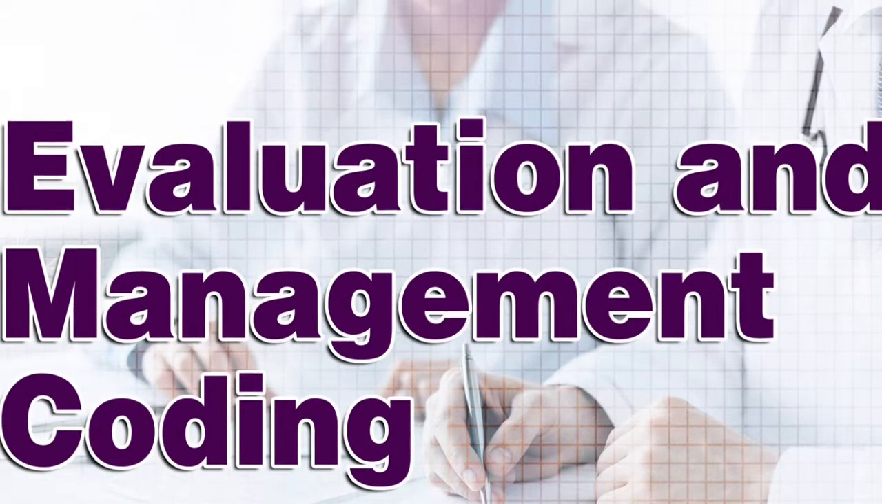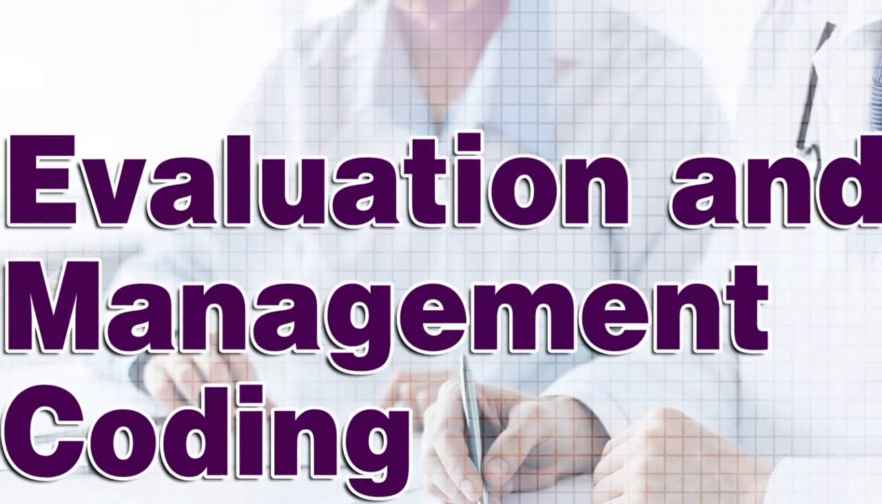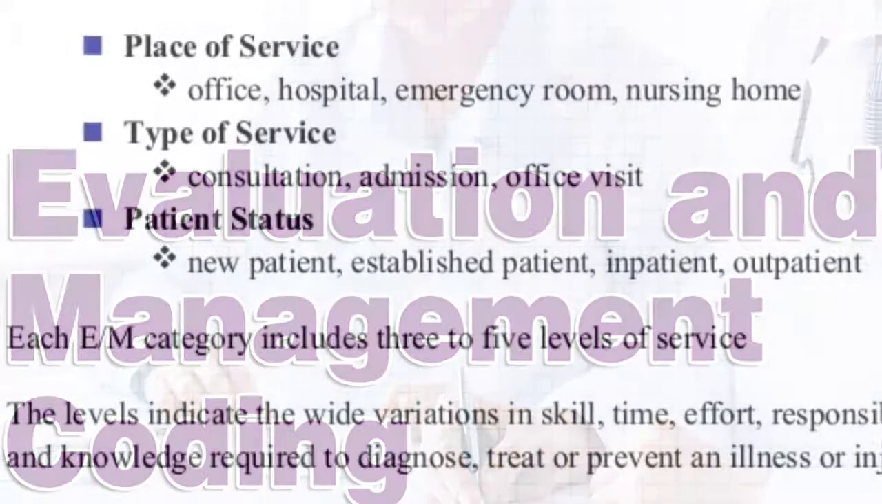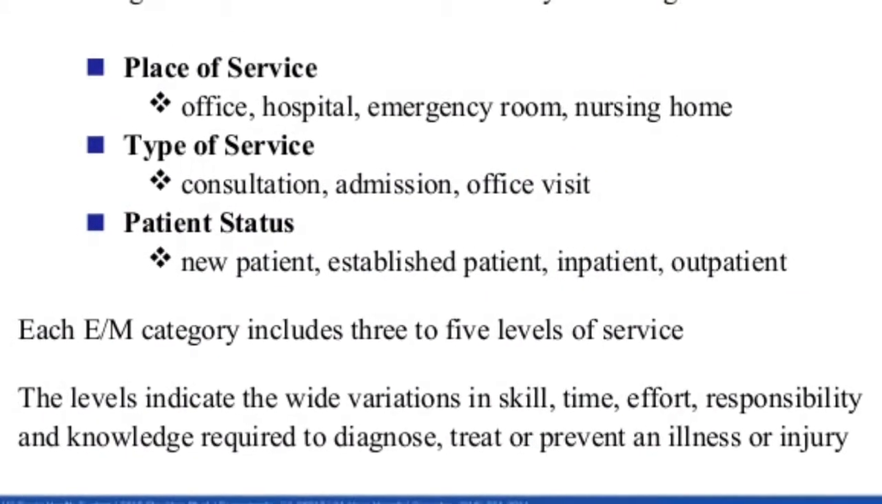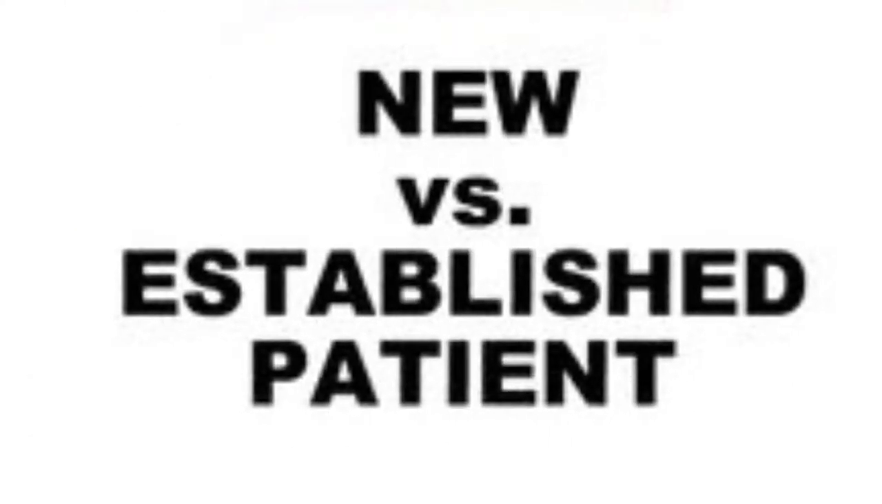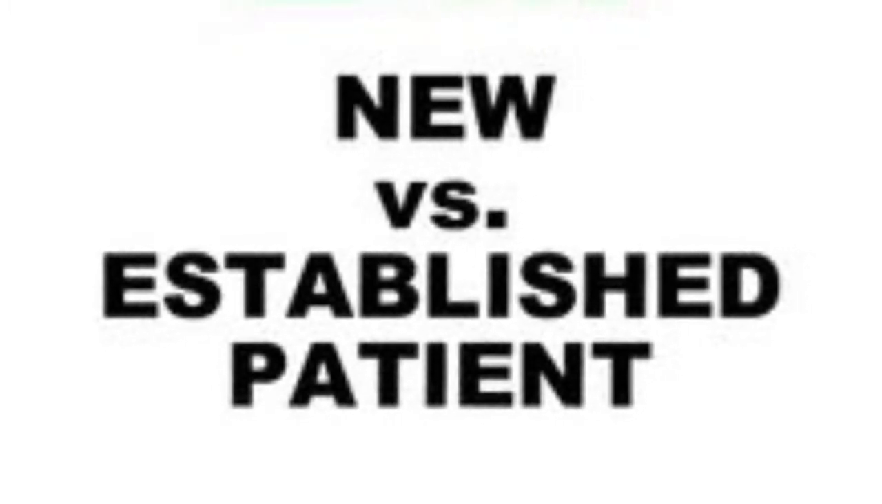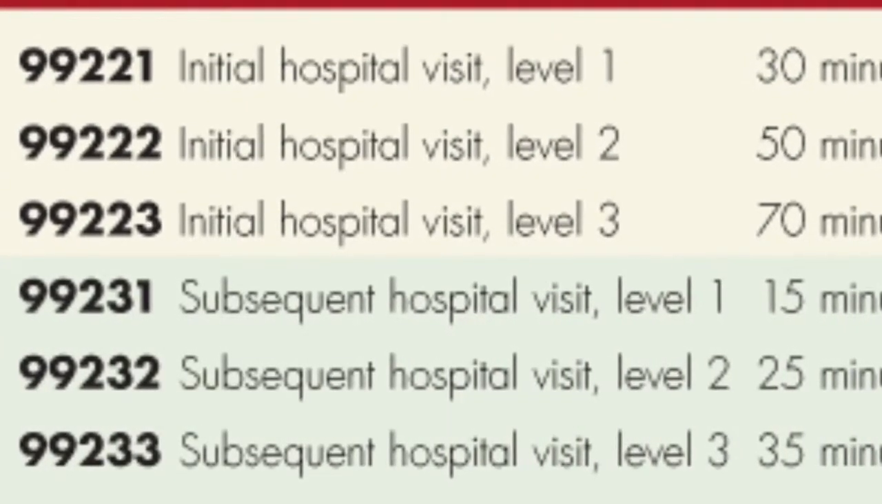A major component of many doctors' visits are E&M, or Evaluation and Management Services. These codes describe the physical examination components of a doctor's visit. There are many factors to consider when assigning an E&M code, like the place of service, type of service, and patient status. For example, in an office visit, it would need to be determined whether you are a new patient or an established patient. In a hospital setting, it would need to be determined whether this was your initial or subsequent visit. And there's also different levels of consultations.